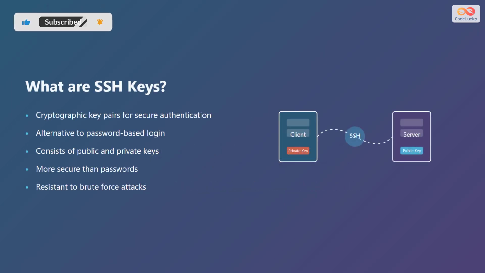Let's understand what SSH keys are. SSH keys are cryptographic key pairs used for secure authentication. They serve as an alternative to traditional password-based login methods. An SSH key pair consists of two parts: a public key and a private key. SSH keys are generally more secure than passwords and offer greater resistance to brute force attacks. This is because they use complex cryptographic algorithms that are difficult to crack.